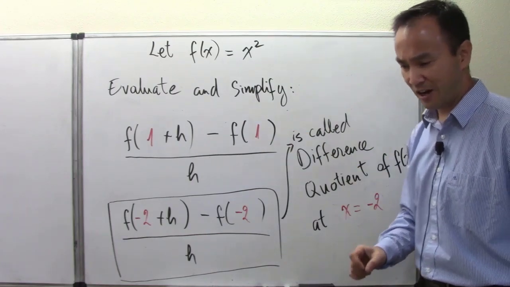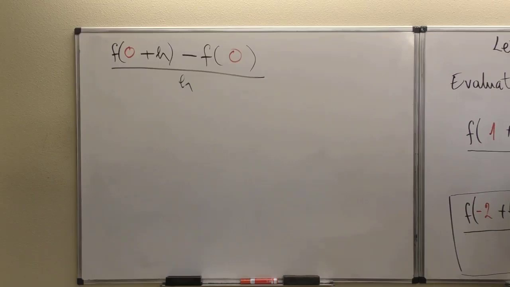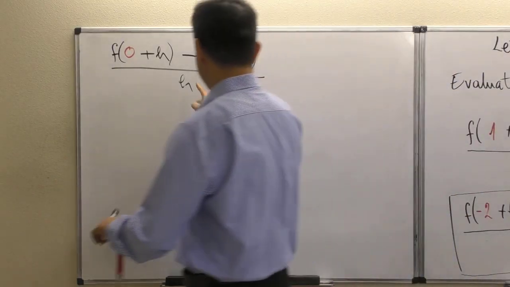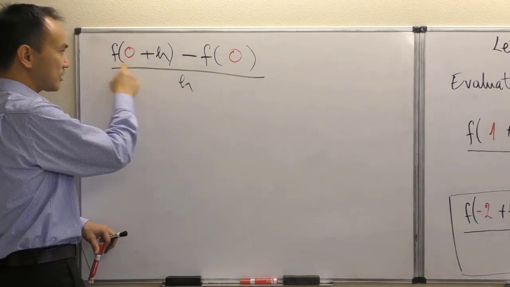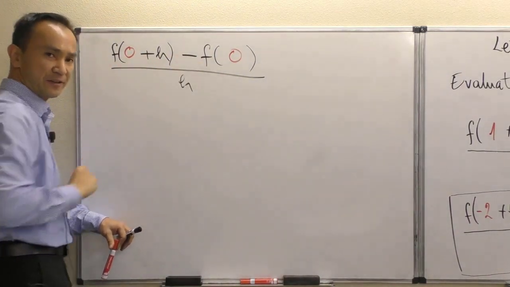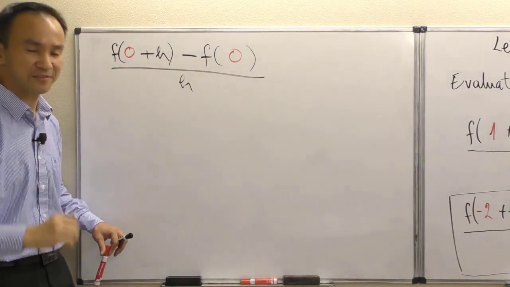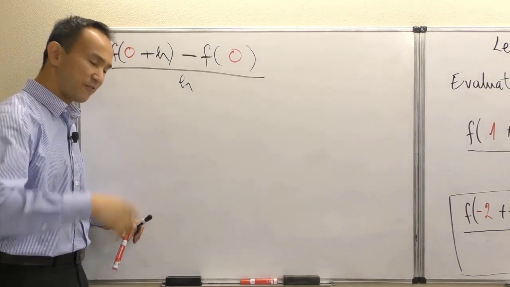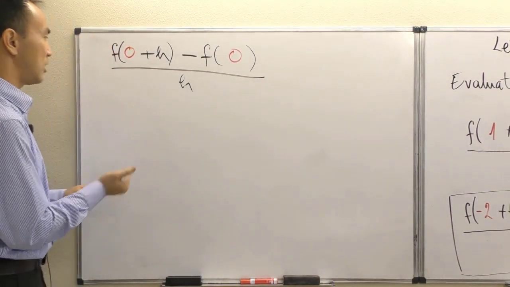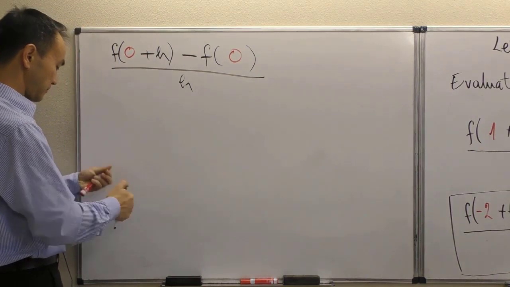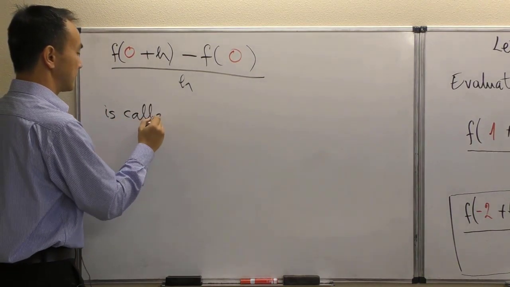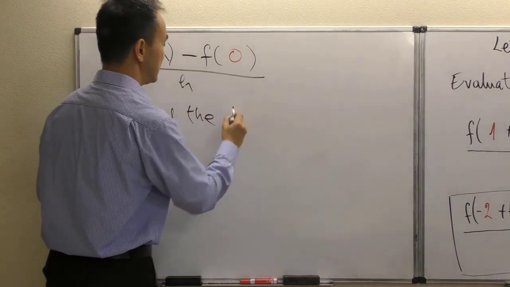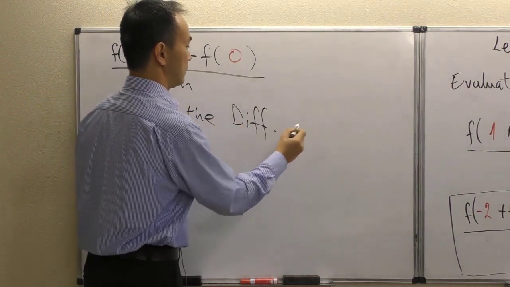Now on my other board, yes, I see a difference, I see a quotient. That's on behalf of this function f, still built on top of that function f. So yes, I will call this expression the difference quotient.